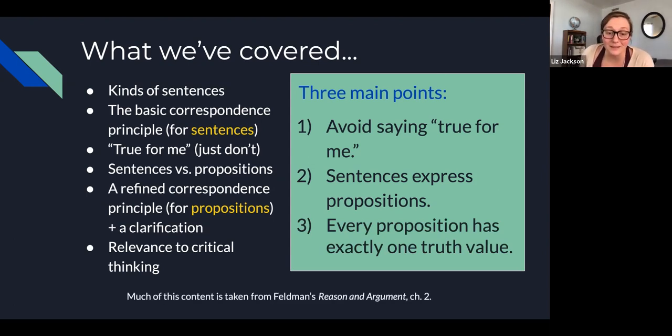And much of the content from this is taken from Feldman's Reason and Argument, Chapter 2.